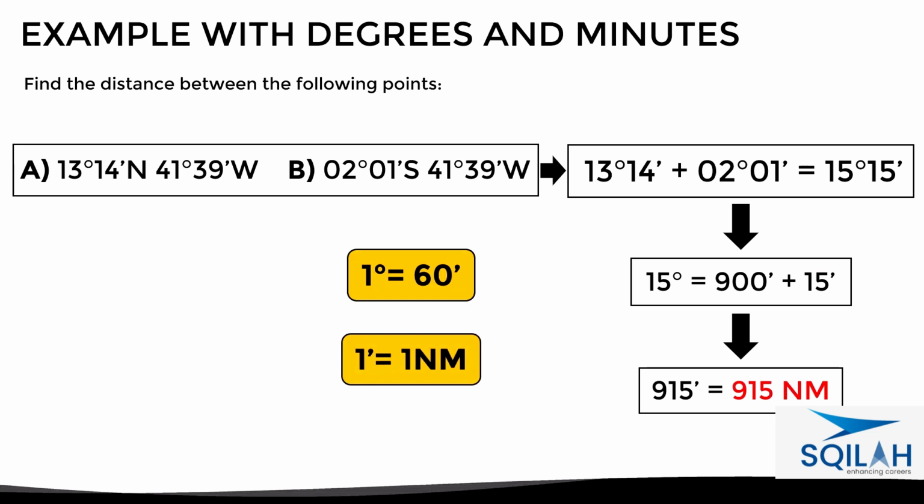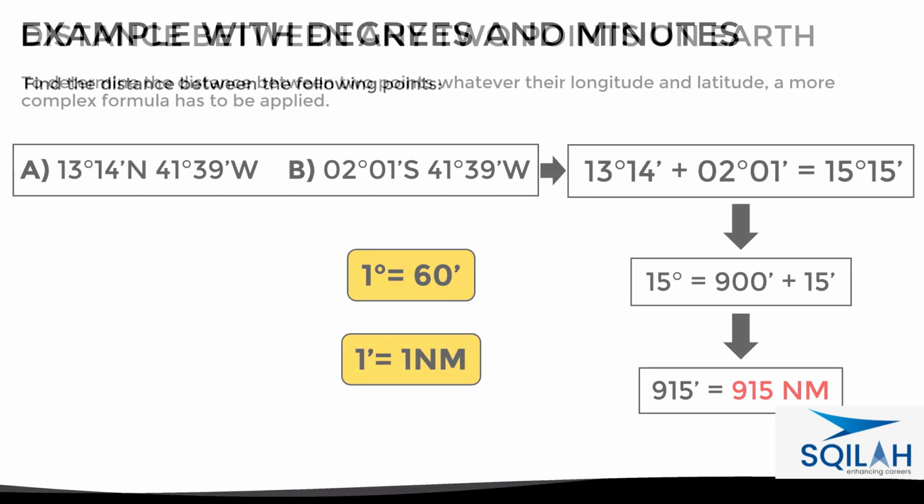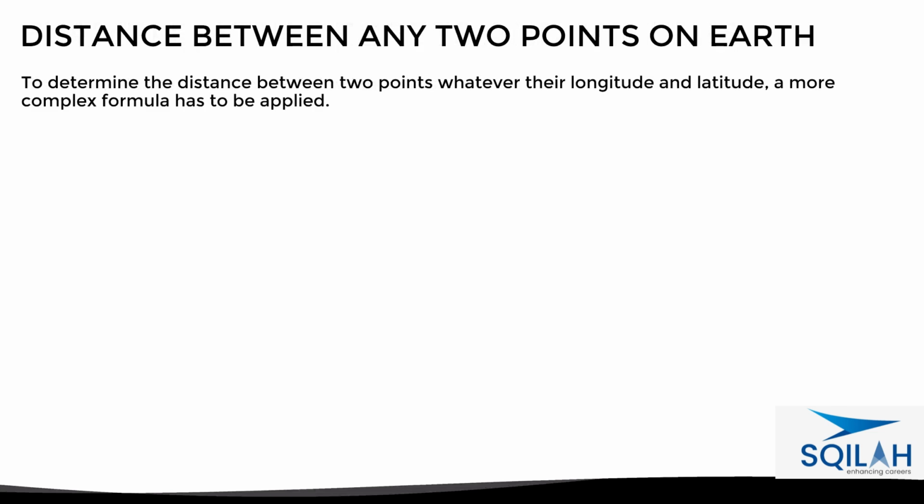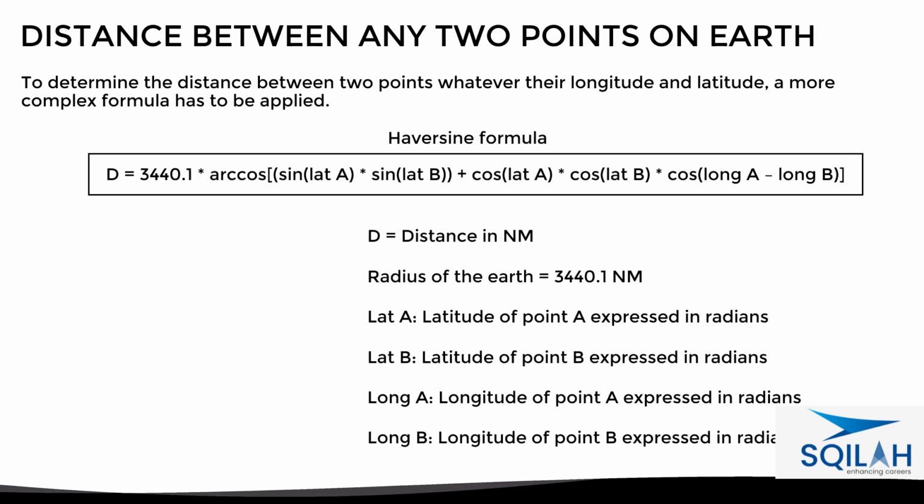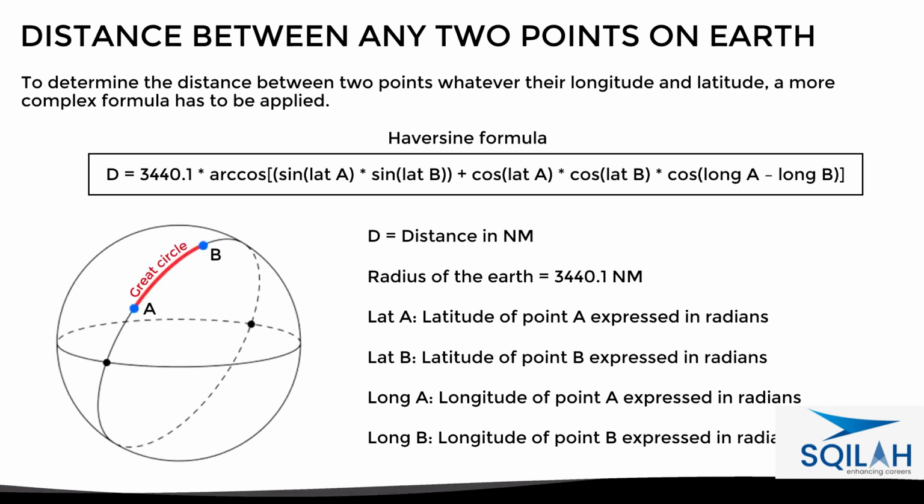Now, so far we have seen the simplest cases where the rule of 1 minute equals 1 nautical mile can be applied. However, if what we want is to calculate the distance between 2 points independently of their latitude or longitude, we can do it by means of a more complex formula known as the Haversine formula, which is this one. What this formula does is to create a fictitious great circle that passes through the 2 points we are interested in, allowing us to determine the shortest distance between those points. One important thing to bear in mind is that the latitudes and longitudes must be converted to radians to introduce them in the formula.